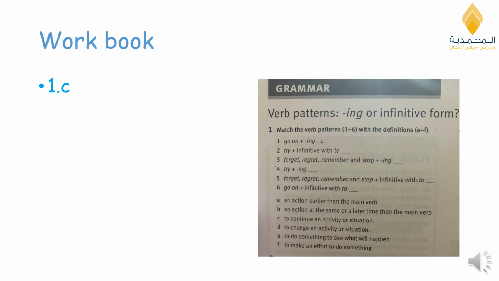We use try plus infinitive with to make an effort to do something. And number 3 should go with A. Number 3, forget, regret, remember, and stop plus ing with A, an action earlier than the main verb. Number 4, try plus ing with E, to do something to see what will happen. Number 5, forget, regret, remember, and stop plus infinitive with to. We have to go to B, an action at the same or a later time than the main verb. Number 6, go on plus infinitive with to. D, to change an activity or situation.